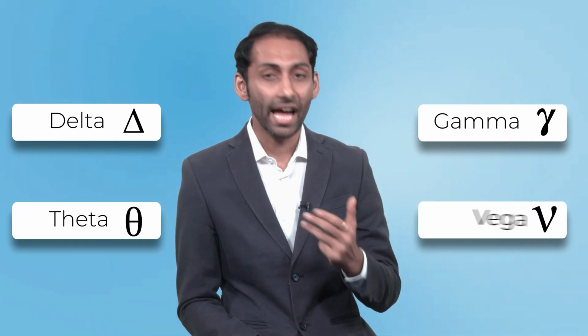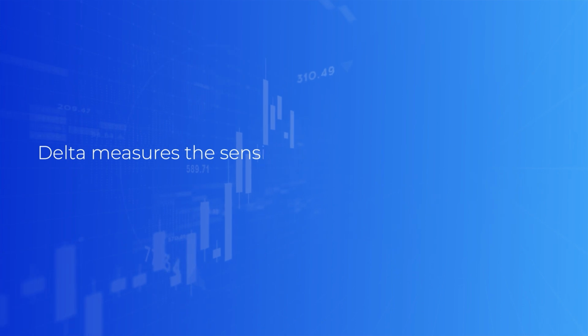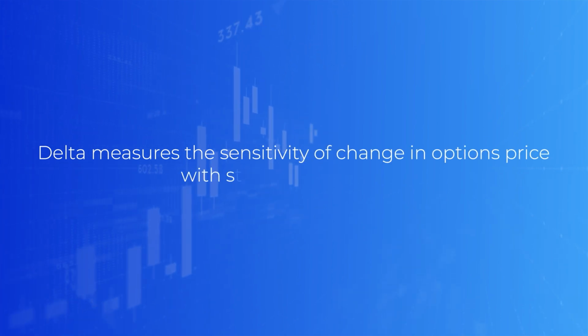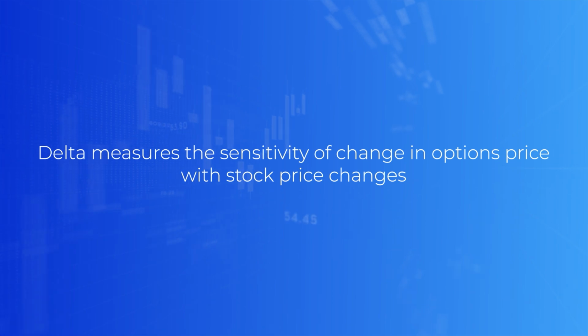There are four main Greeks: delta, gamma, theta, and Vega. Each Greek measures a different aspect of options behavior. Let's discuss them one by one. So delta measures the sensitivity of change in options price with the stock price change.